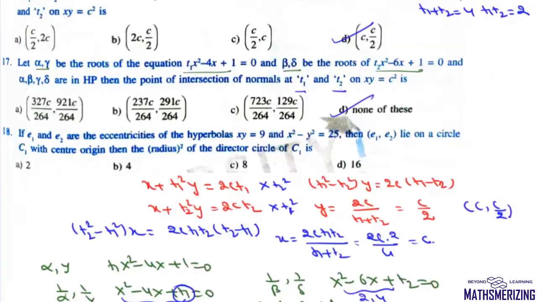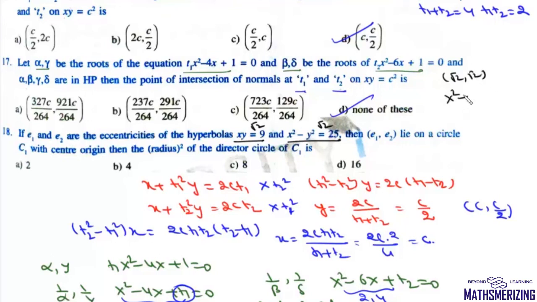And now the 18th question is, if E1 and E2 are eccentricities of hyperbola xy equals 9 and x square minus y square equals 25, then E1 comma E2 lie on a circle C1 with center origin, then radius square of the director circle of C1 is. Now we know that both of them are rectangular hyperbolas. So eccentricity for both the rectangular hyperbolas will be simply root 2. Now it says root 2 comma root 2.